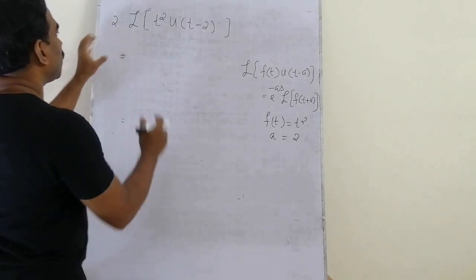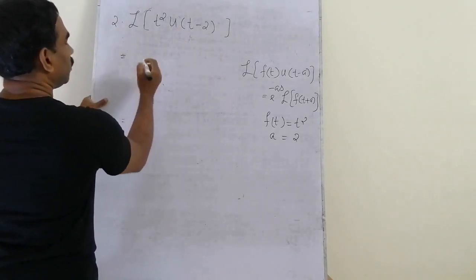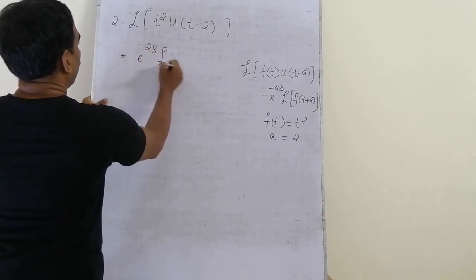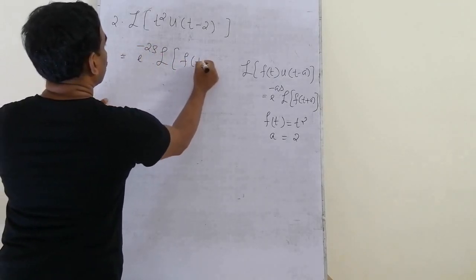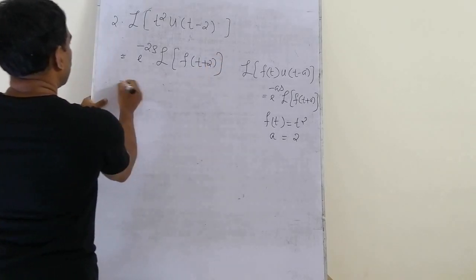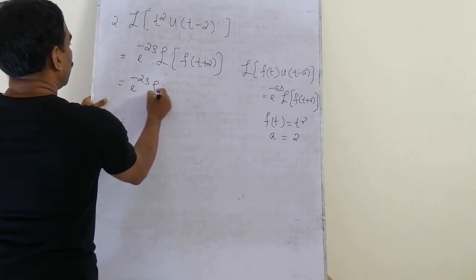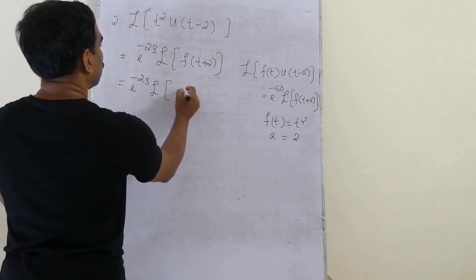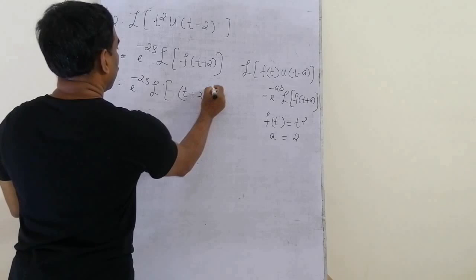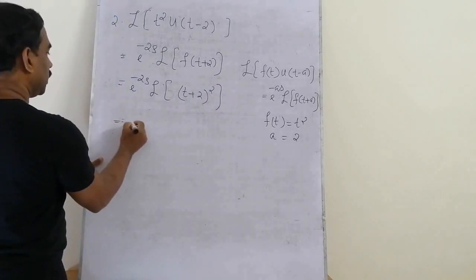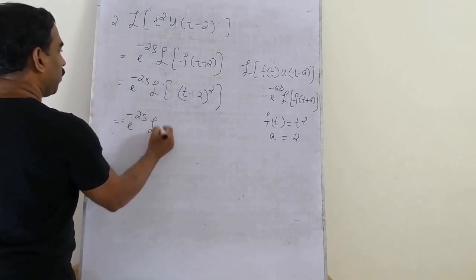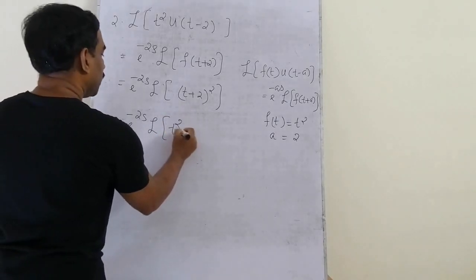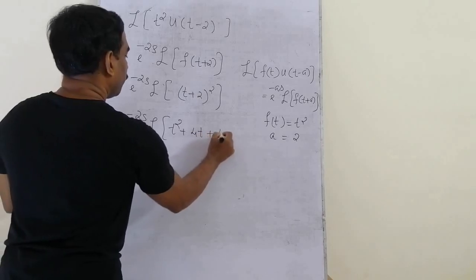Using this result, the Laplace transform of t^2 u(t - 2) is equal to e^(-as), that is e^(-2s), into the Laplace transform of f(t + 2). Here f(t) is equal to t^2, so this f(t + 2) is (t + 2) the whole square. This equals e^(-2s) into the Laplace transform of, expanding this (t + 2)^2, we have t^2 + 4t + 4.